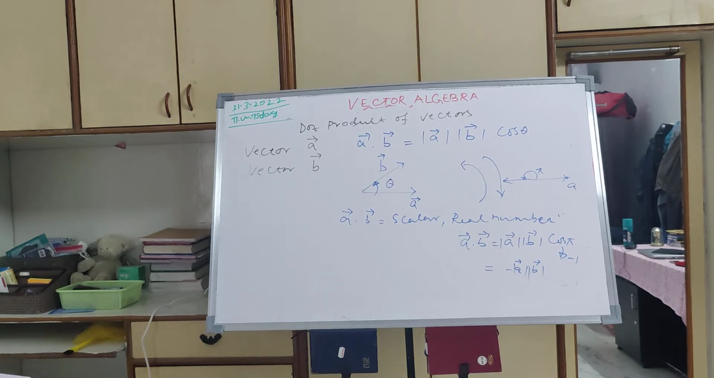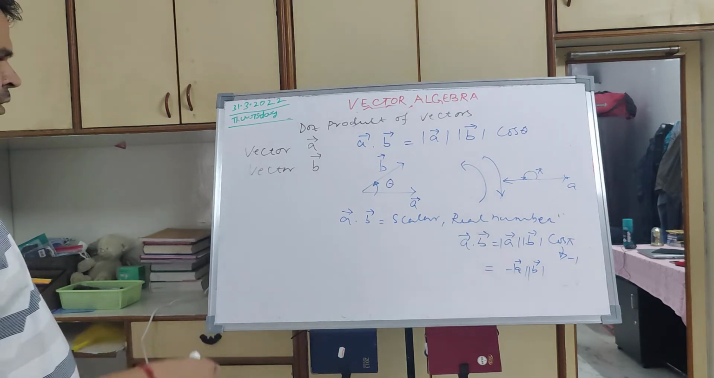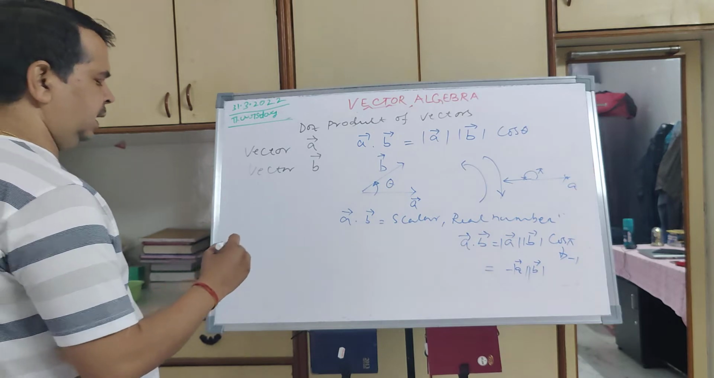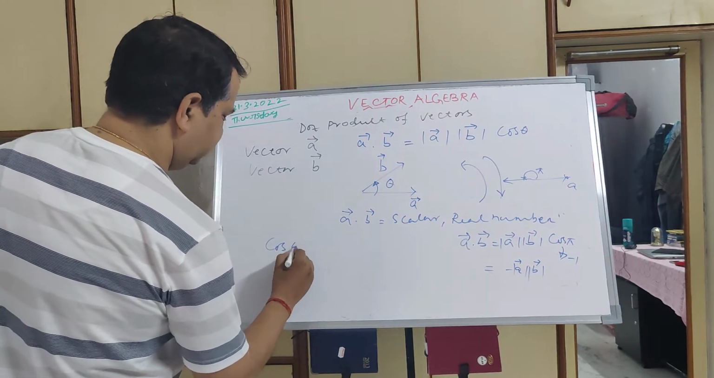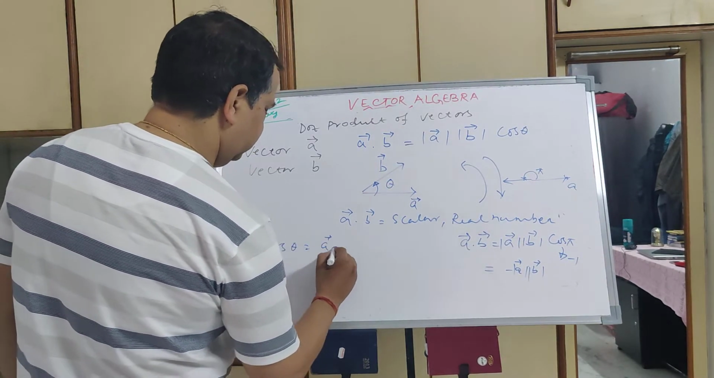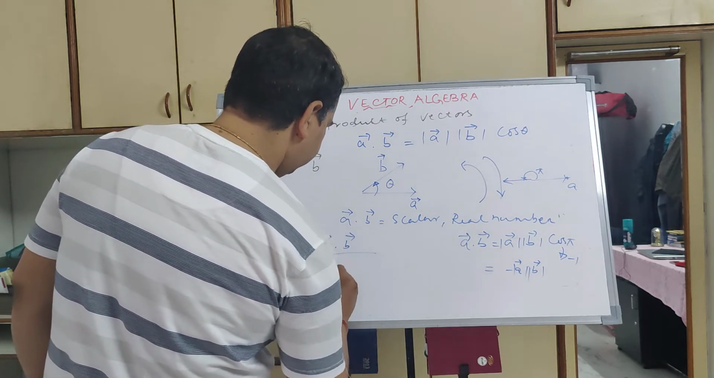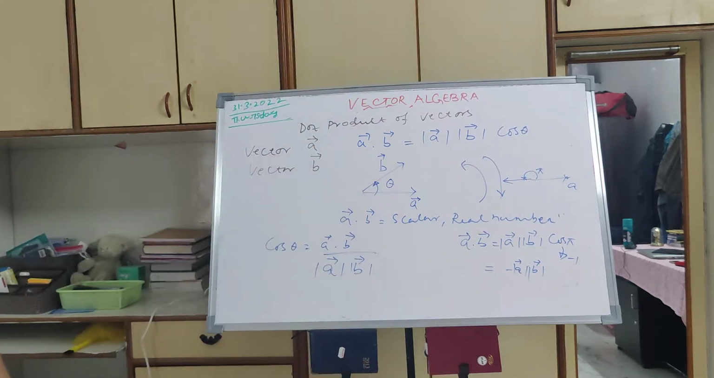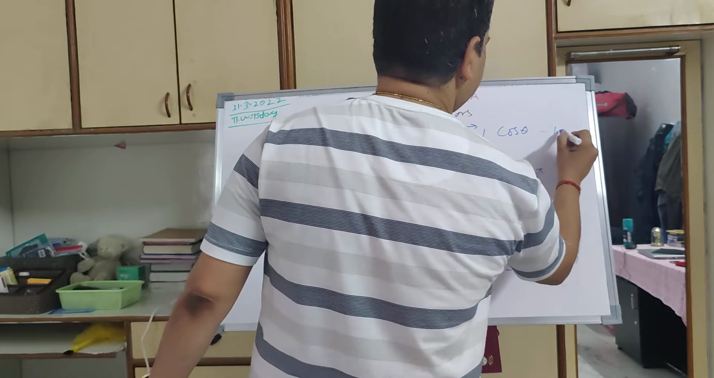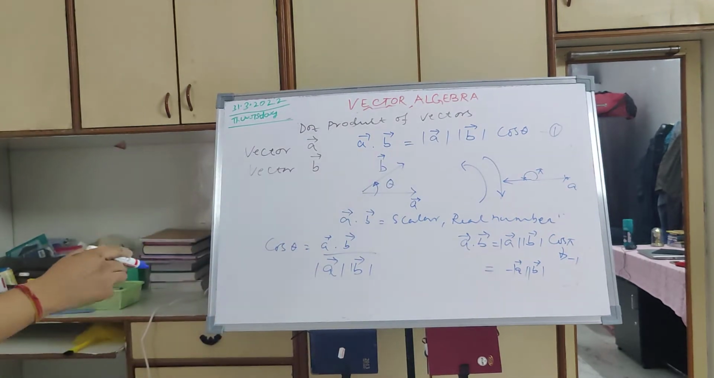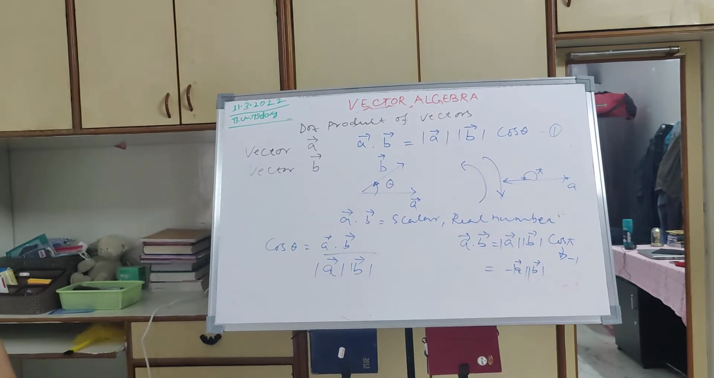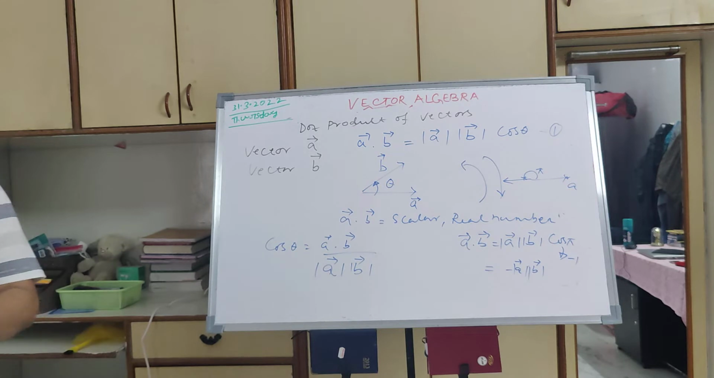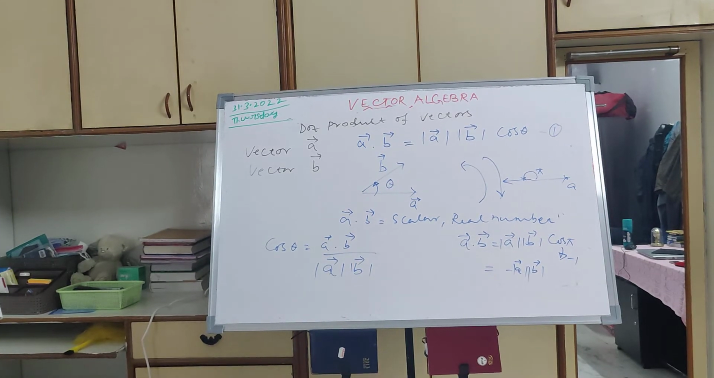Okay. Then we had studied that cos theta is equal to A dot B divided by magnitude of A, magnitude of B. This is just the same equation. How much is cos theta? It is the dot product of A and B divided by magnitude of A, magnitude of B. So what is theta? Theta is cos inverse of this. This is one of the very important things.